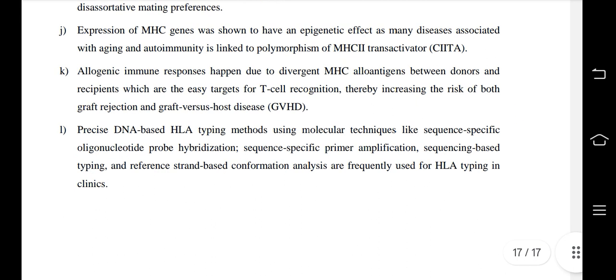GVHD. Precise DNA-based HLA typing methods using molecular techniques like sequence-specific oligonucleotide probe hybridization, sequence-specific primer amplification, sequence-based typing, and reference strand-based conformation analysis are frequently used for HLA typing in clinics.